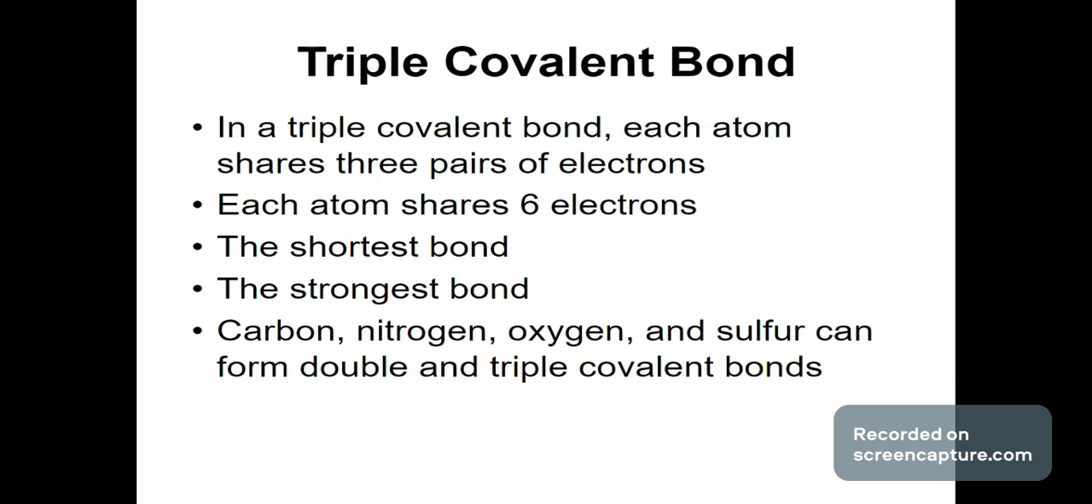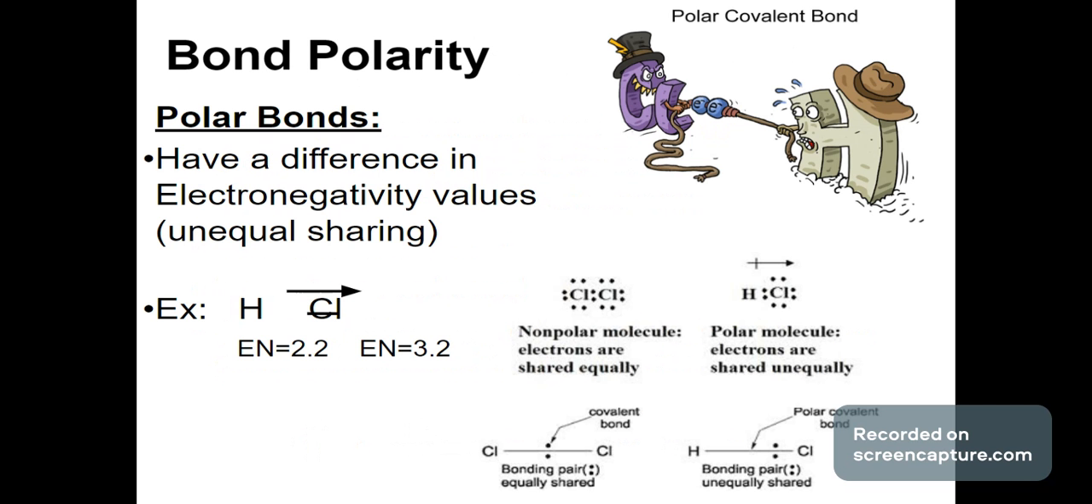And that example of N3. And carbon, nitrogen, oxygen are things very common in the human body as part of what's called organic chemistry. Bond polarity, very easy to explain this. Looks a little confusing here, but polar bonds and non-polar bonds we're going to talk about.